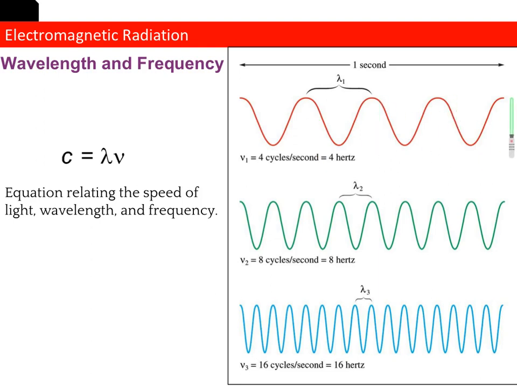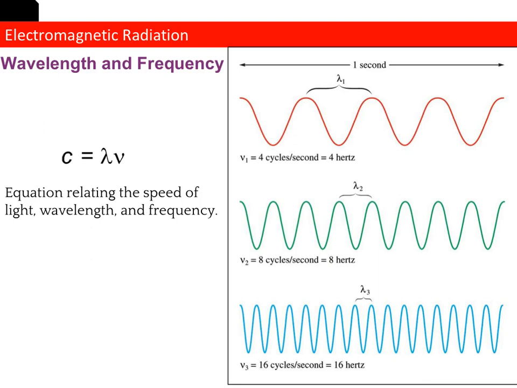1, 2, 3, 4 peaks. Now this one hits 8 cycles per second, so we would say its frequency is double because you have twice as many cycles per second. And finally, the one on the bottom is the fastest of all. But it's important to note that their wavelength decreases as their frequency increases.